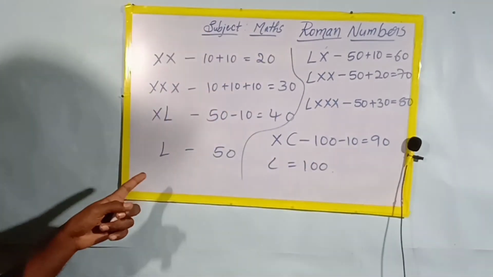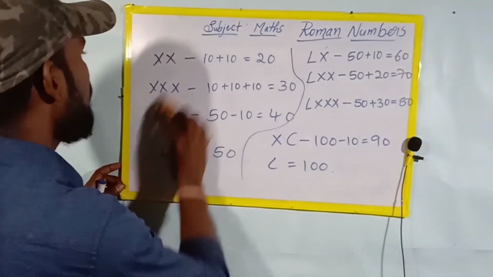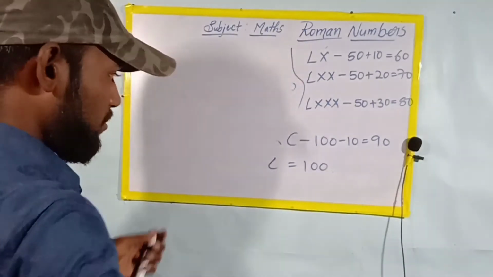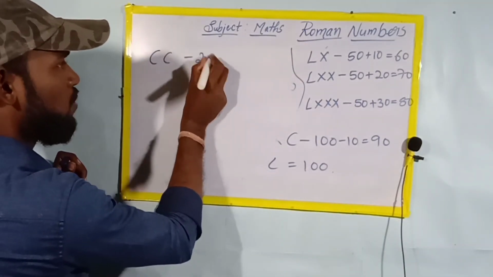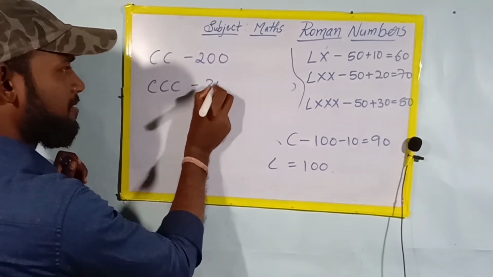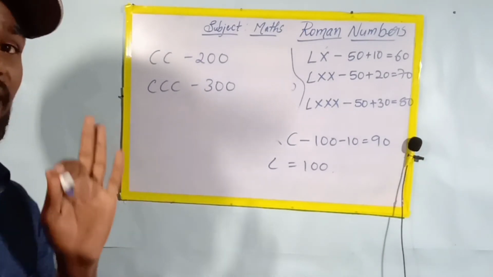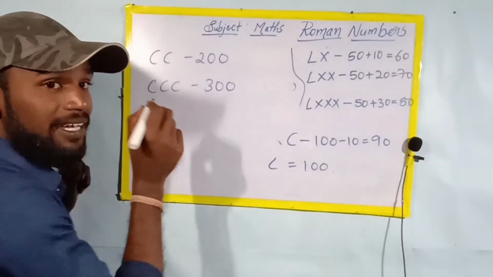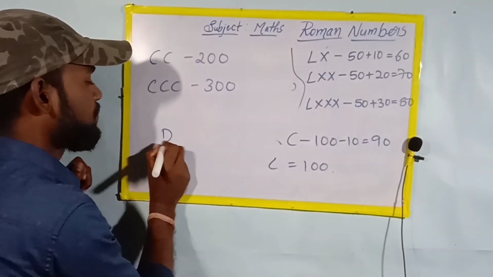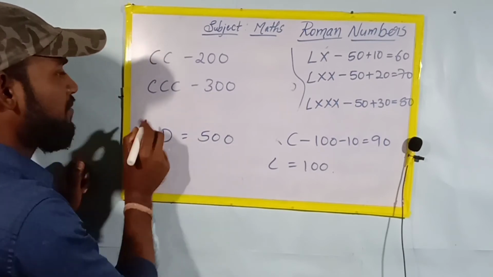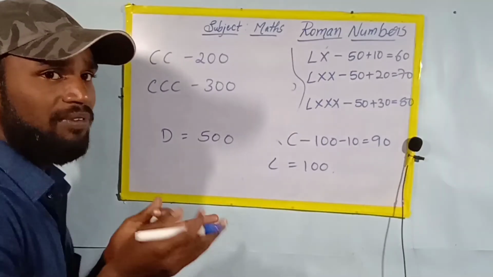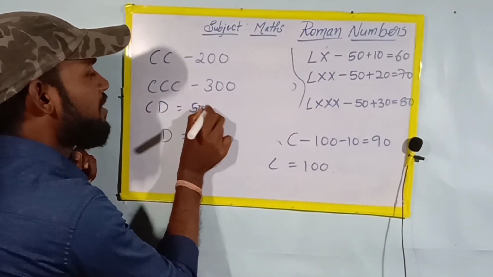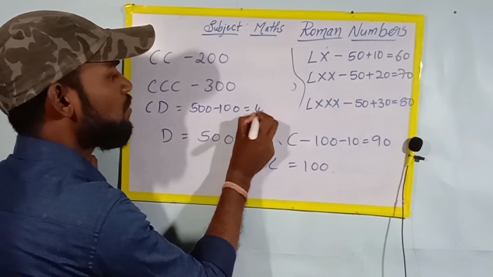Up to 100 completed now, everyone. Now 200, 300, up to 1000 I will explain. See here, 200 means 2 C's, 200. 3 C's, 300. But we don't write 4 C's, okay? According to the rule, up to 3 are accepted. Now 400. D is equal to 500. But here we have to remove 100 from 500. 500 minus 100 is equal to 400. CD, that is equal to 500 minus 100, that is 400.